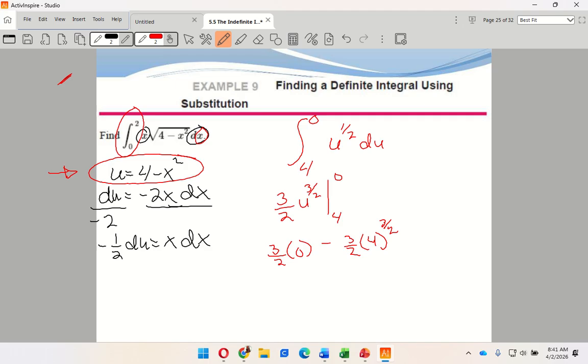So the square root of 4 gave me 2. 2 to the third power is 8. And multiply that out.